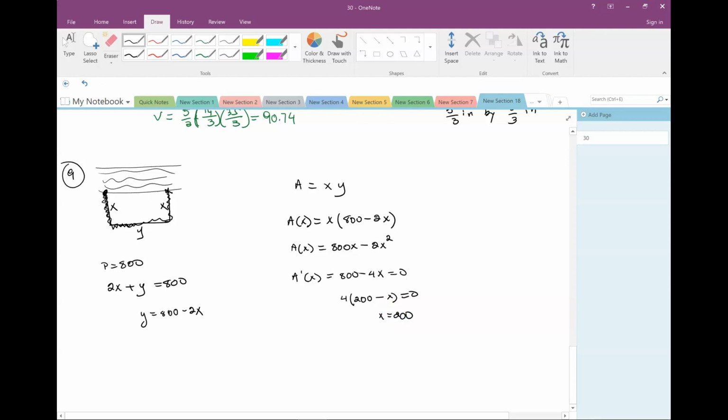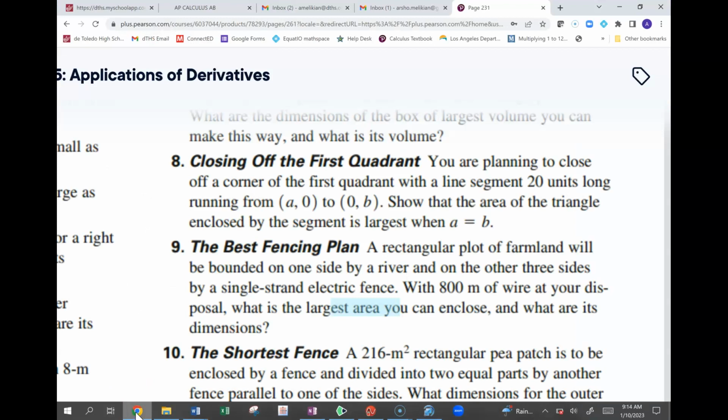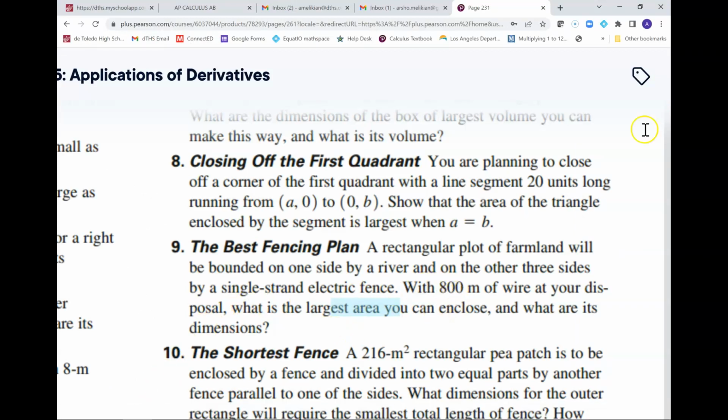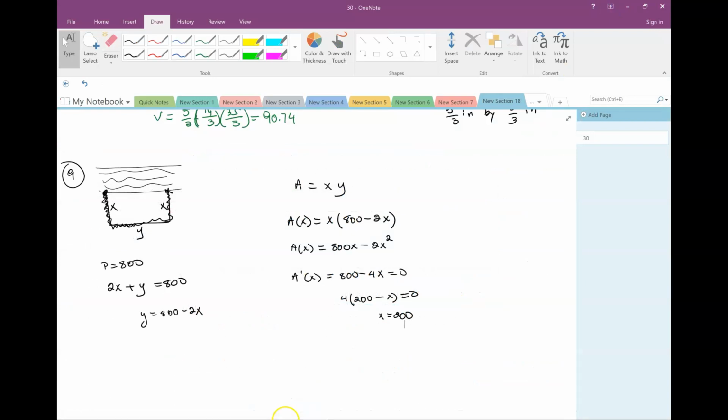Okay, again, what is this asking you for? Does it want dimensions as well? Yes. Okay, so we want the dimensions. We have the base and the height, right? One side is x, which is 200. The other side is y, which is 800 minus 2 times 200, 400. So the dimensions are 200 meters by 400 meters.